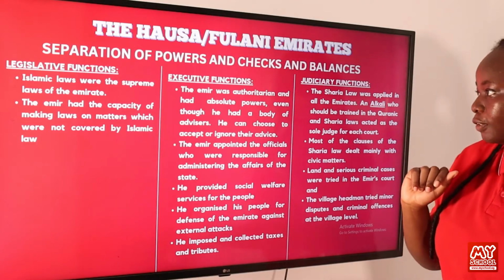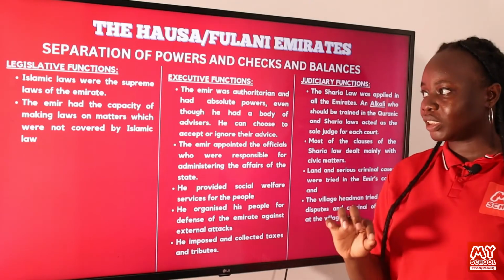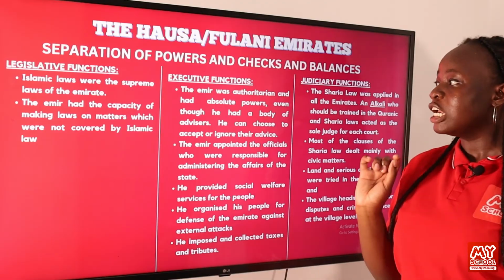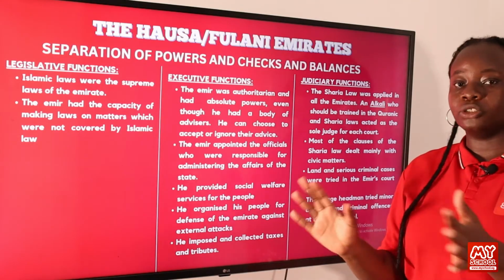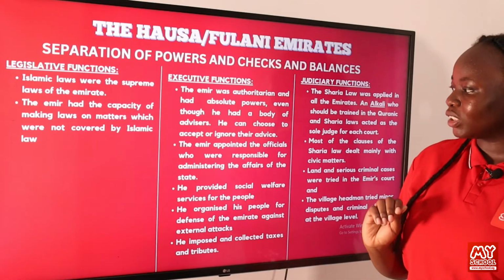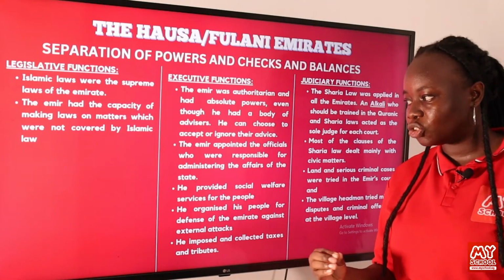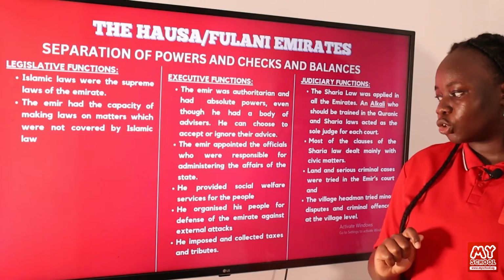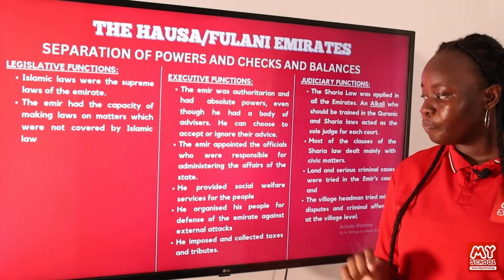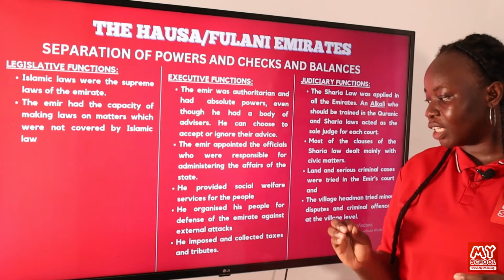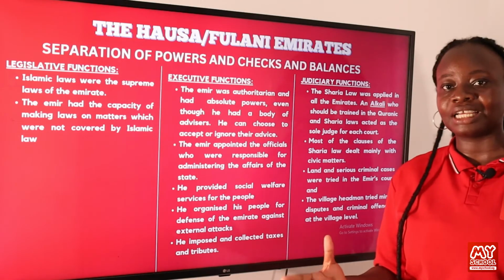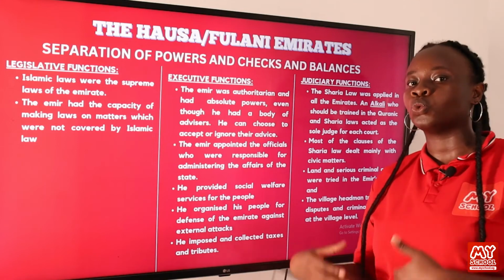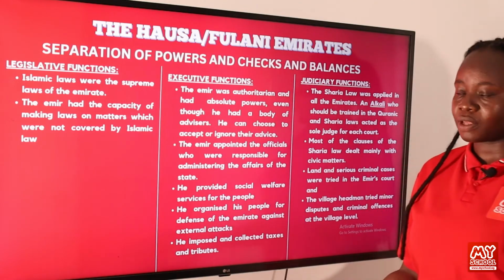Then we have executive functions. The Emir was authoritarian and had absolute powers, even though he had a body of advisors. He can choose to accept or ignore their advice. The Emir appointed the officials who were responsible for administering the affairs of the state. He provided social welfare services for the people, and he organized these people for defense of the Emirates against external attacks. And he also imposed and collected taxes and tributes. These taxes and tributes is what he uses to administer the affairs of the states.